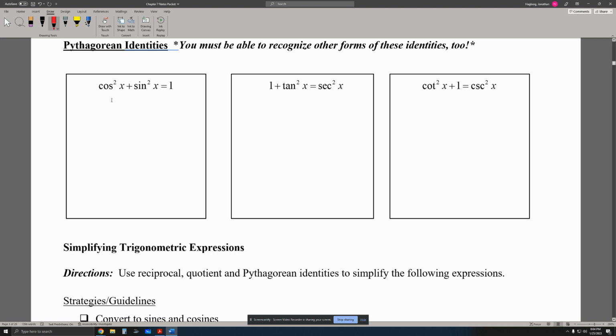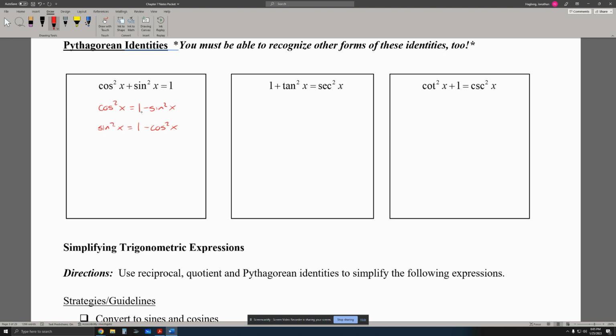Other forms of these is if we move around some of these terms. So this very first one, cosine squared plus sine squared equals 1. If I were to subtract sine squared from both sides, then I would get cosine squared of x, we're using x now, is equal to 1 minus the sine squared. So this is another form that you could see this Pythagorean identity. If I were to subtract cosine squared, I would get sine squared of x is equal to 1 minus the cosine squared of x. So just as it's important to recognize this first identity, it's equally important to recognize these other 2 identities as well.